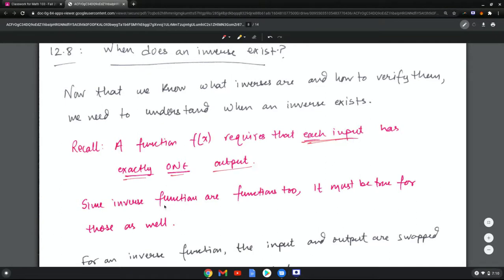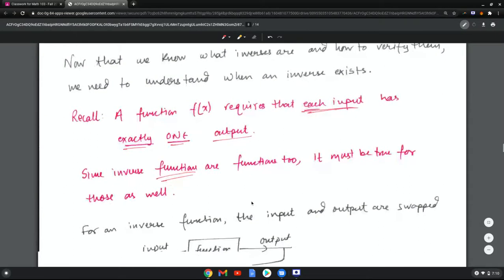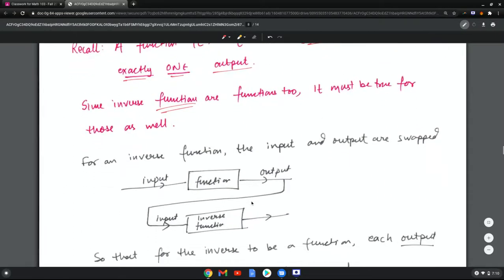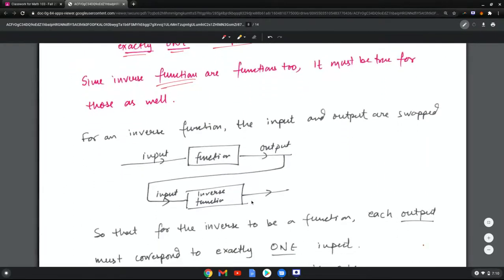Now, inverse functions, we're using the word function, so they are functions too. So it must be true for them as well. Now, for an inverse function, what's the relation between the input and output? Whatever the input is for the normal function is the output for the inverse function, right? So if this is a, that's a here. And whatever is the output for the function is the input for the inverse function.